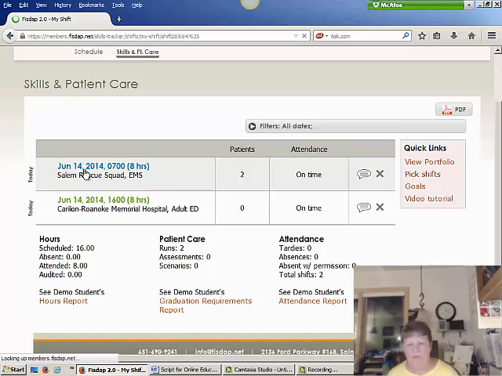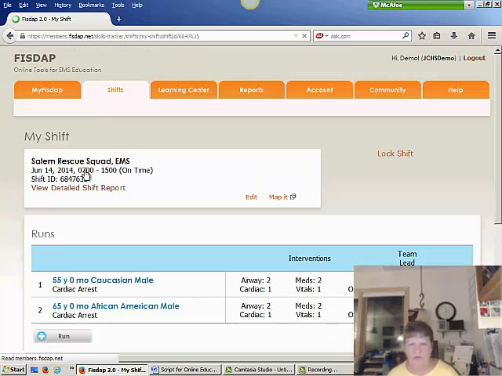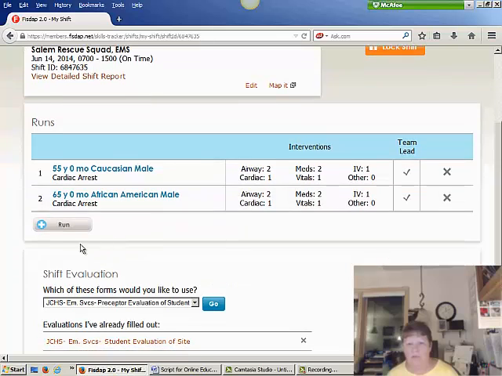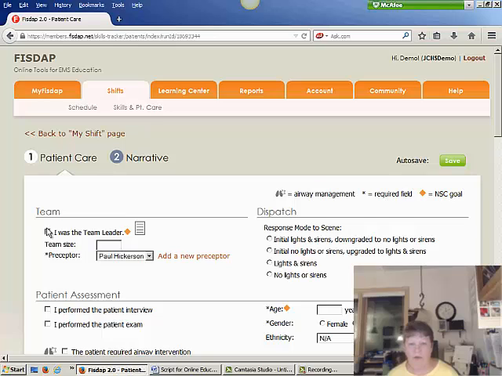Demo's already put in 2 patients in here for cardiac arrest, and that's pretty much what we're going to do. We're going to add another patient here, pretty much the same with cardiac arrest, just so that you can get an idea of what's going on and how those are entered.